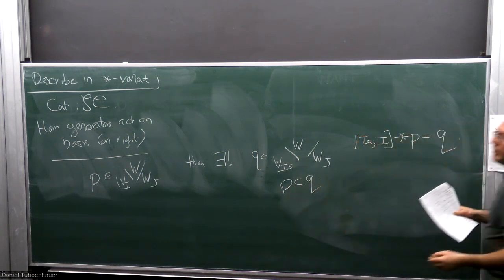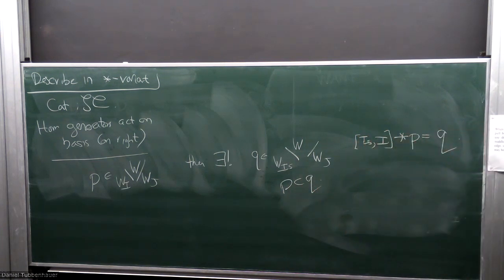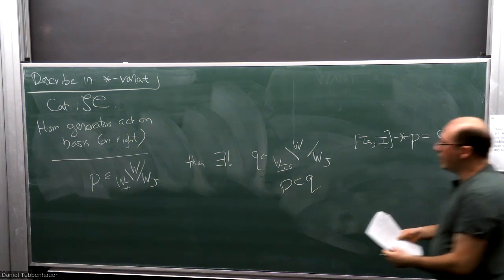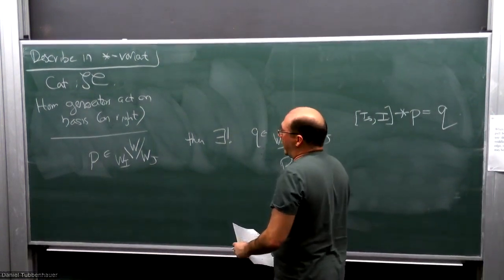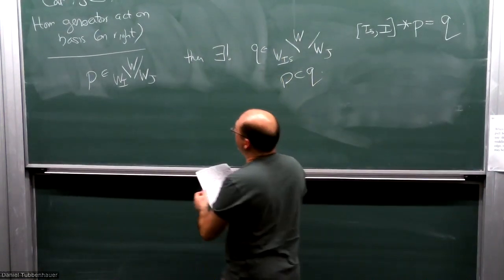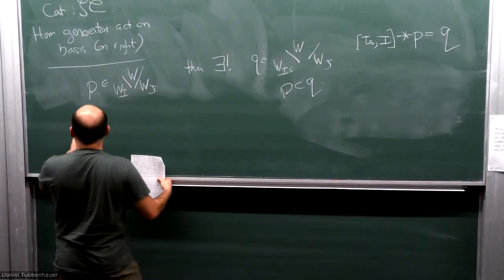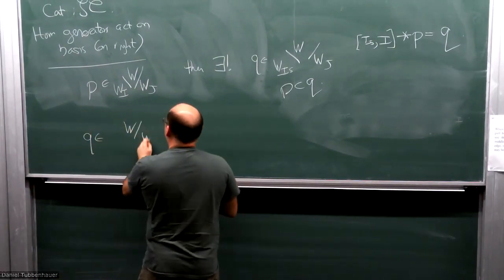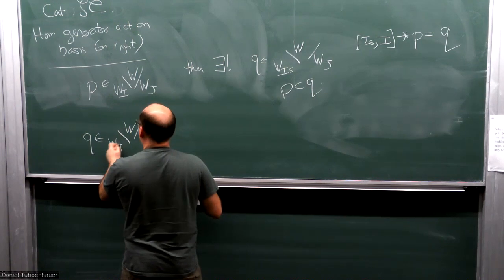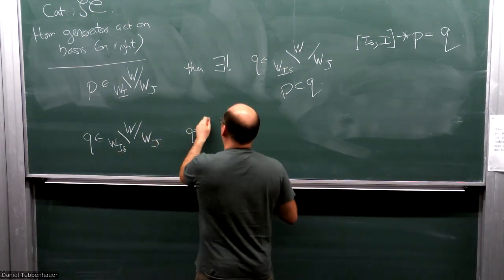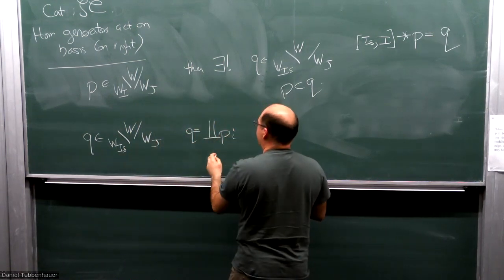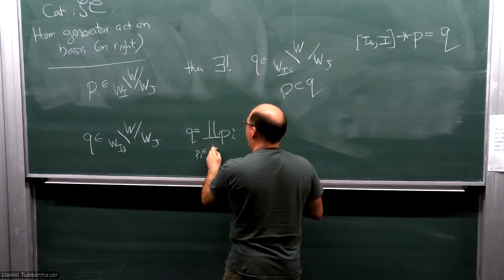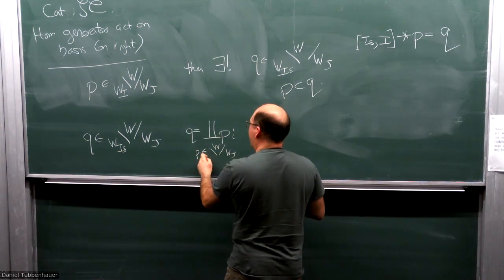There's a unique cube such that you can take it. So that's how things work when I increase the size of my cosets. Meanwhile, if I'm given a double coset here, it's the disjoint union of a whole bunch of double cosets for W_J and W_I.